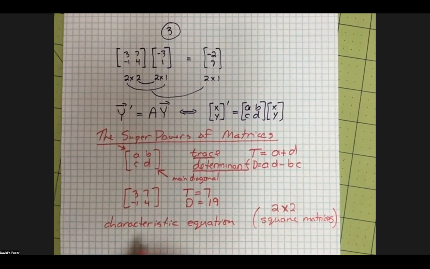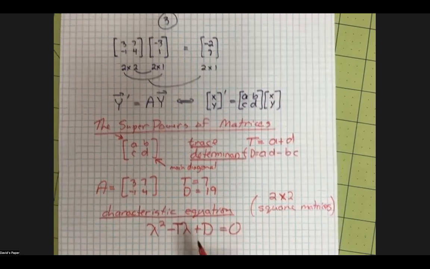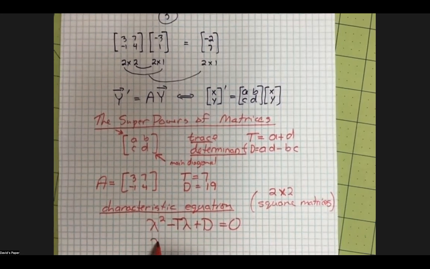So for 2x2 square matrices, the characteristic equation is defined like this. Lambda squared minus trace times lambda plus determinant equals zero. This is called the characteristic equation of the 2x2 matrix. So this matrix right here, let's call it A. Since the trace is 7 and the determinant is 19, the characteristic equation of this matrix is lambda squared minus 7 lambda plus 19.